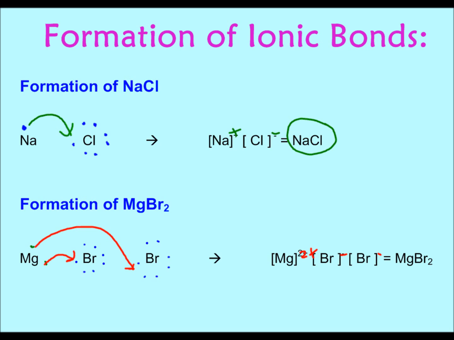Now remember, these subscripts tell us how many atoms are involved. So we can see there's obviously 1 magnesium, but 2 bromines. So that's where those subscripts come from. Okay, so magnesium bromide, MgBr2.